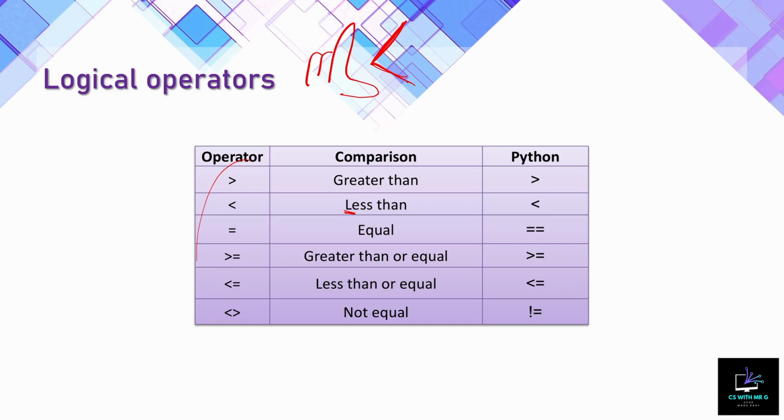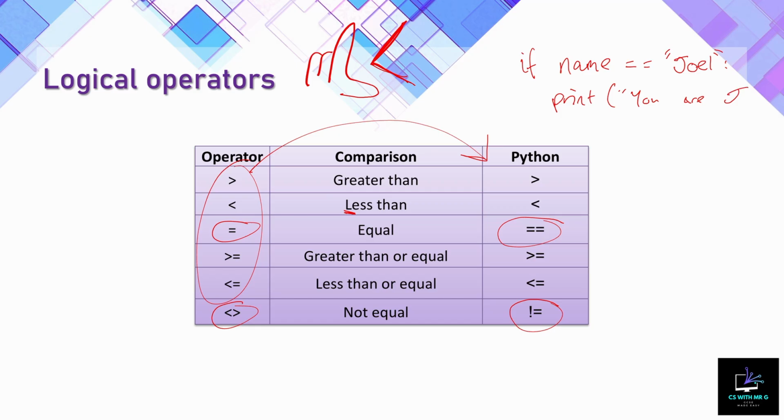But basically, all these operators are the same in pseudocode and Python, except for equals and not equals. Something we have to remember in Python is that if we are checking for an equal value, we need to use the double equal signs, and we can also check if something is not equal to something by using the exclamation mark. So if we're checking for a name, if I said if name equals Joel, print you are Joel. Or what you could do, if name is not equal to Joel, print you are not Joel. So that's an example of when you could use the not equal sign.